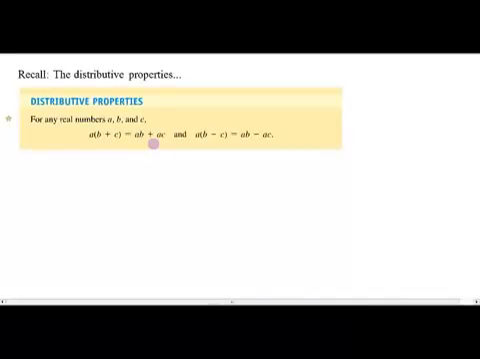Recall the distributive properties. For any real numbers a, b, and c, a times b plus c is ab plus ac, and a times b minus c is ab minus ac, where we're distributing that number just outside the parentheses to everything inside the parentheses. Now that we'll be distributing variables through a polynomial, we'll need to apply our exponent rules.